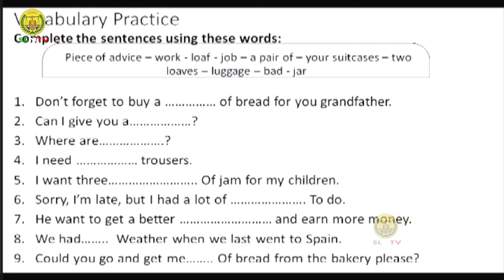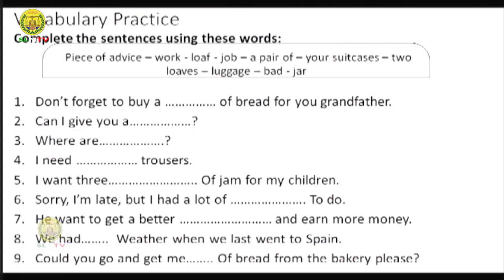Where are your suitcases? Number 4, I need a pair of trousers. For example, a pair of trousers. Or you can say I need a pair of trousers. Number 5, I want 3 jars of jam for my children. I need 3 jars of jam for my children.